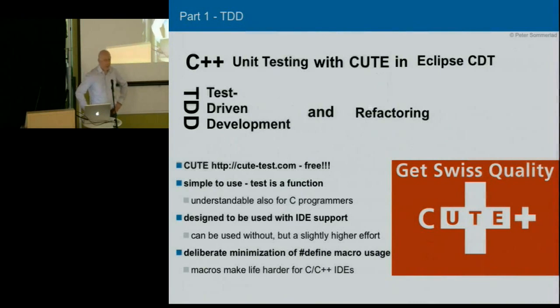What are the design goals? I know Google has their own unit testing framework for C++. But we started out wanting to make Cute as simple to use as possible, and it should be usable, even though it's written in C++, also by C programmers. So instead of having to instantiate classes or write classes to write your test cases, a test case in Cute is a simple function. It can even be a member function. Everything where you can put code can become a test case in Cute.